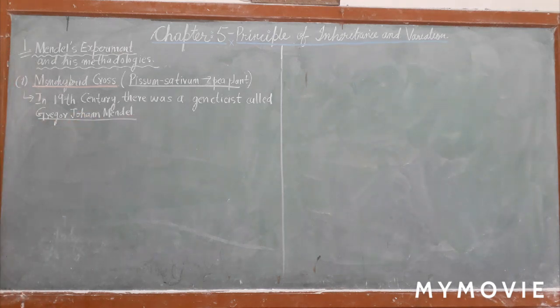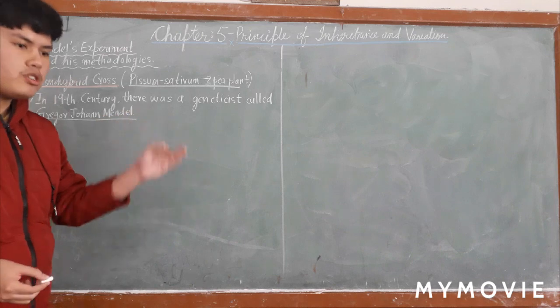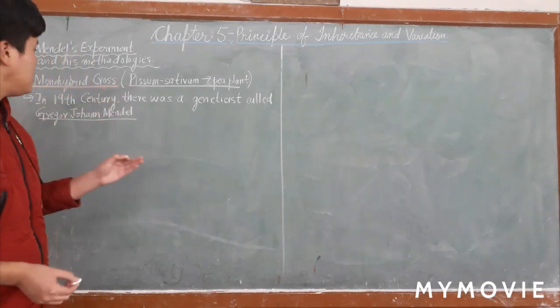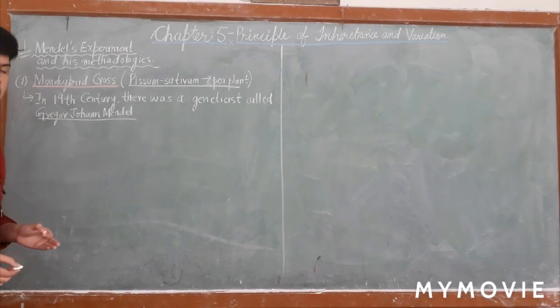Okay, now till 19th century, no one knew about how traits flow. Okay, so that process is called inheritance, and inheritance was given by Gregor Mendel.